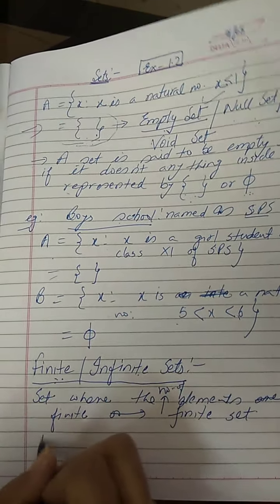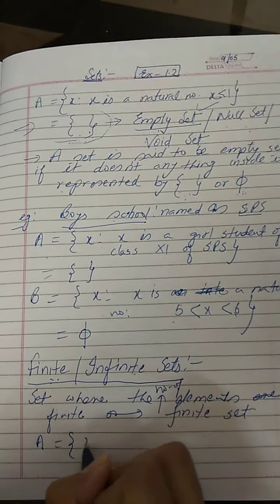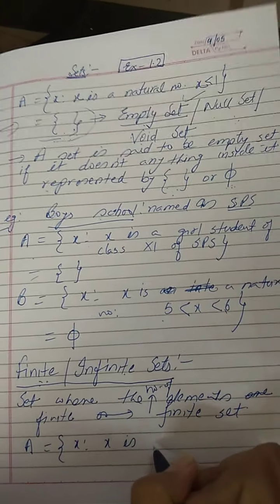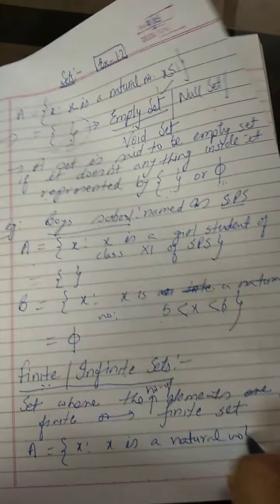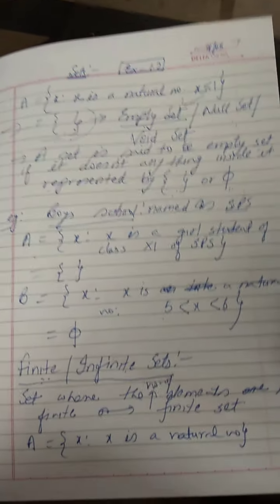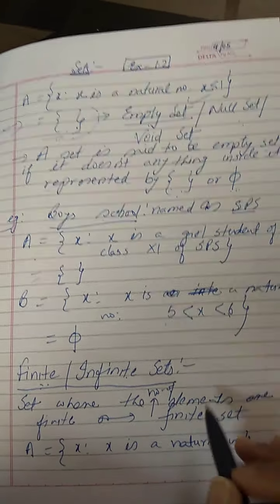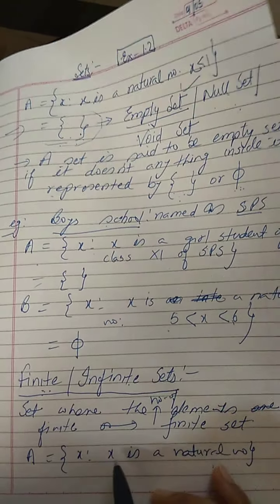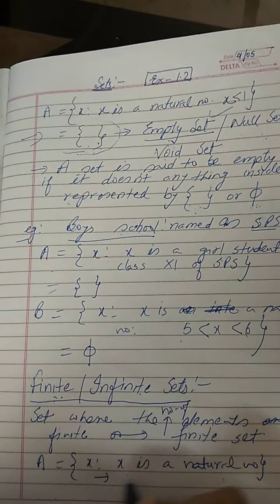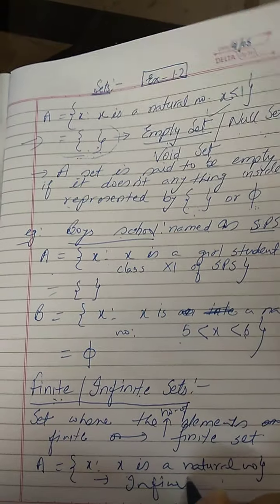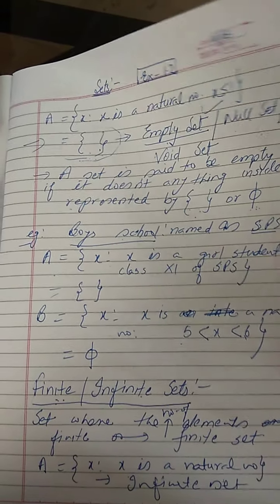If I take one simple example, set A, all x, where x is a natural number. What will happen? Is it a finite set or infinite? How many natural numbers do we have? The natural numbers have a beginning, 1, but there is no end. So it is an infinite set, right? It is an infinite set.